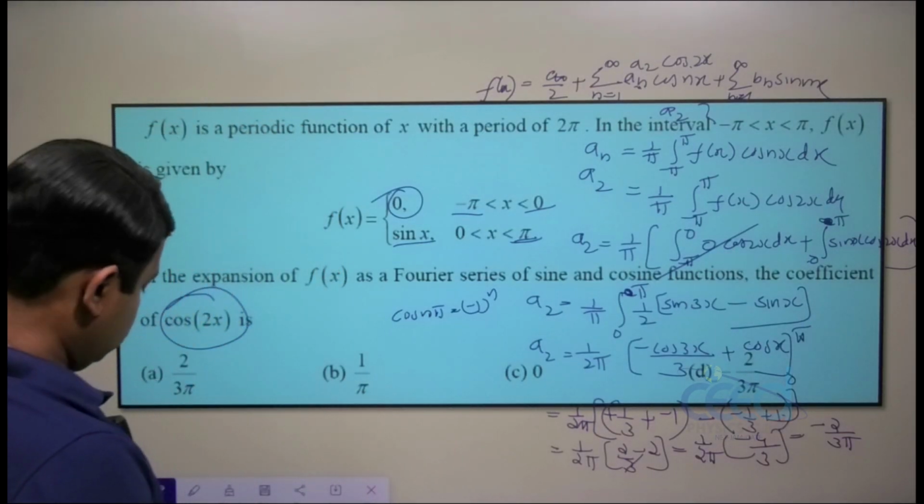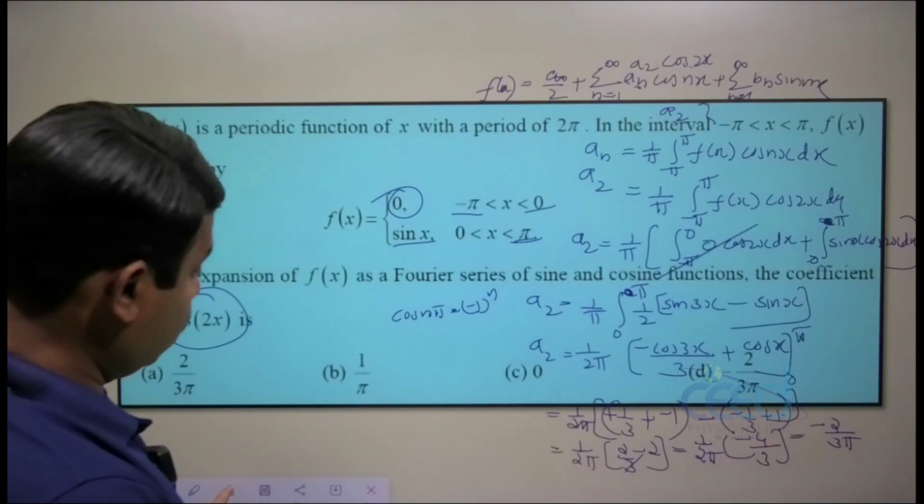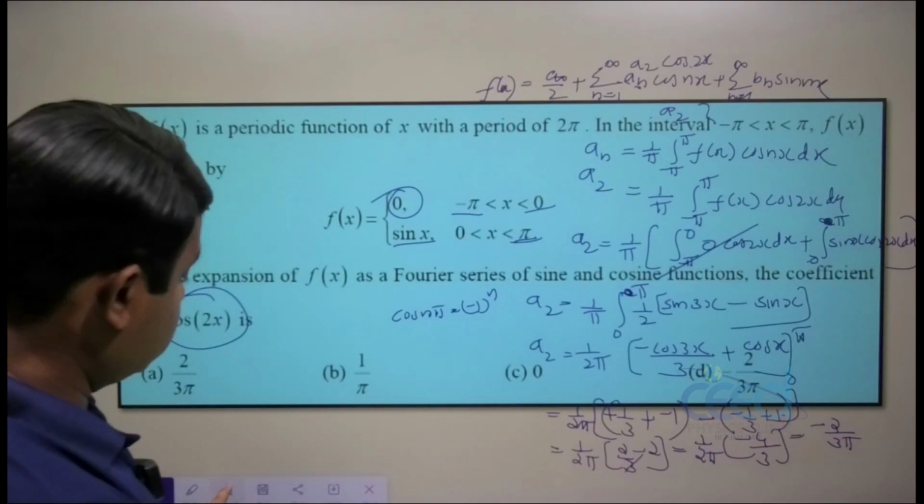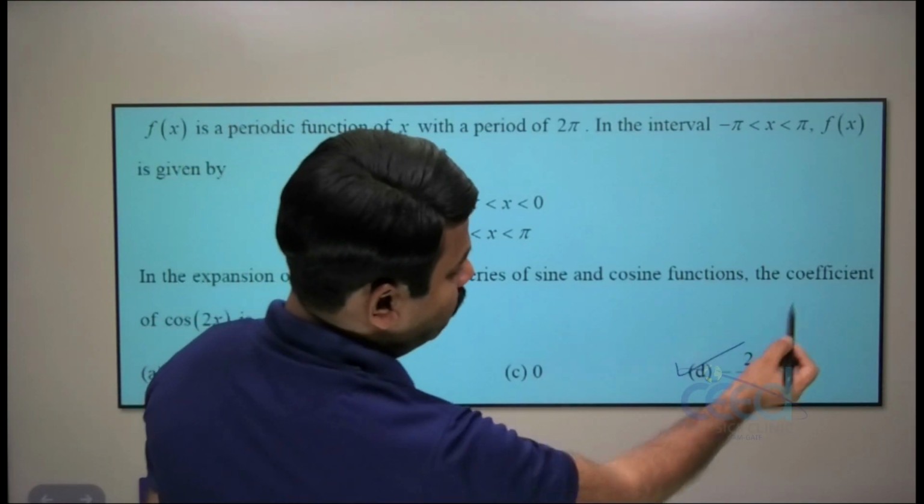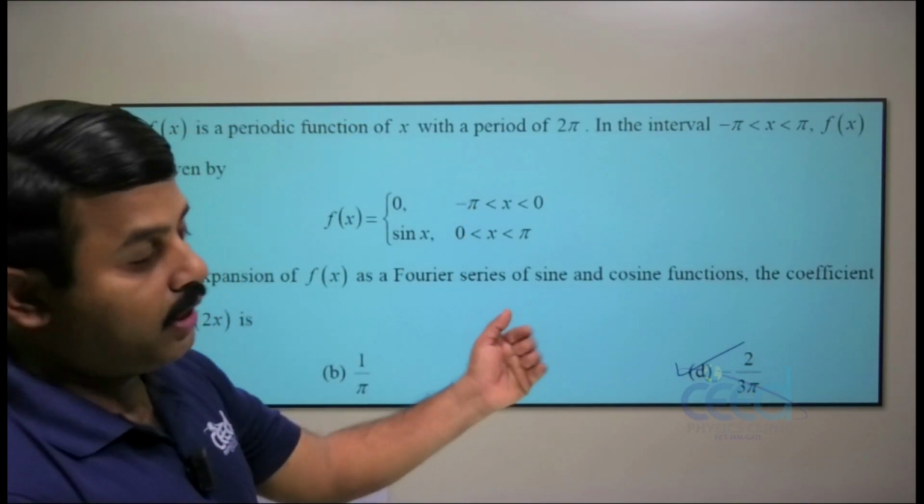So which is the option? Minus 2 by 3 pi. So let me erase the board. Minus 2 by 3 pi, right. Then option D is correct.